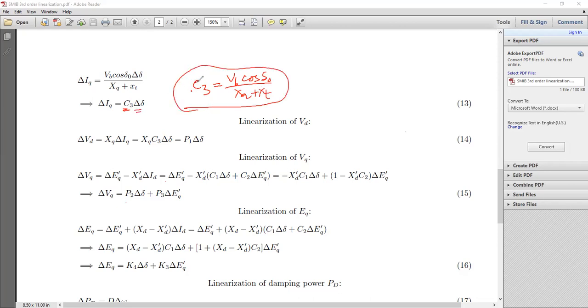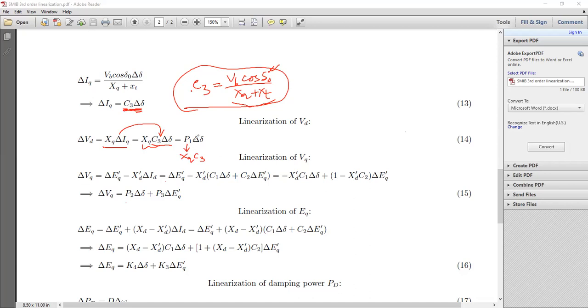Multiplied by del delta. Is it a fixed value or constant value? Yes. Once we fix the operating point, we know what is delta naught, and that should be fixed throughout our analysis. So VB is a constant because it is the magnitude of the infinite bus voltage, and xq and xt are system parameters. So C3 is a constant. What about VD? Del VD, we found that it is xq del IQ. And what is del IQ? Del IQ is C3 del delta. So we replace del IQ here by C3 del delta. And then we take xq C3 as P1. Remember, all these are done just to simplify your representation, nothing else. So P1 is nothing but xq multiplied by C3.